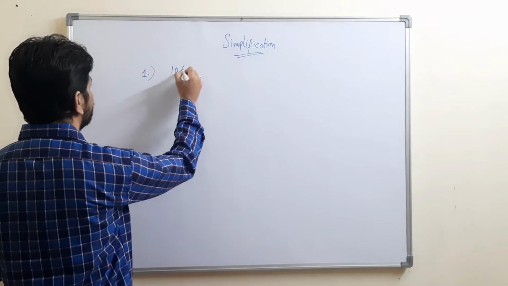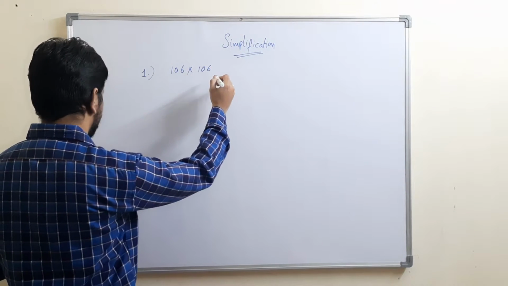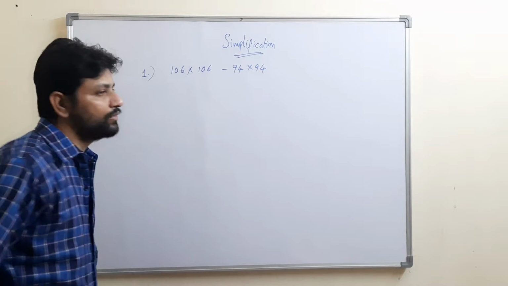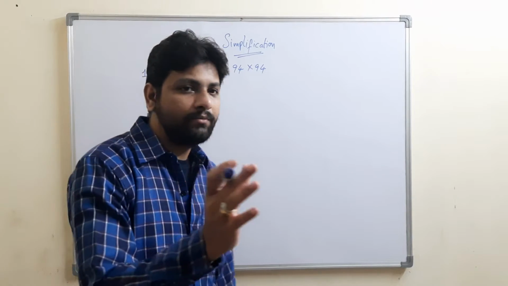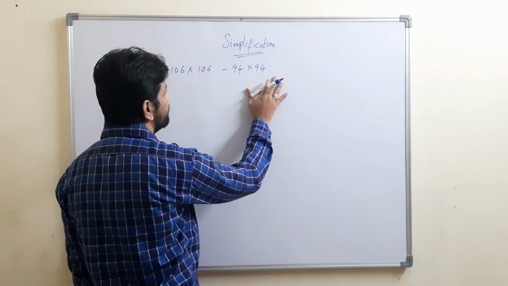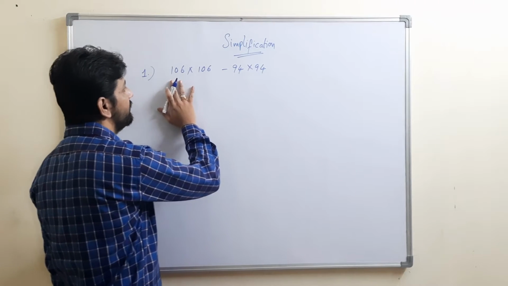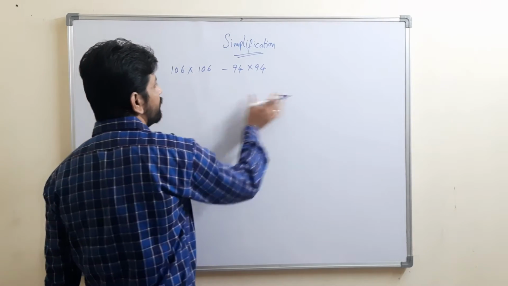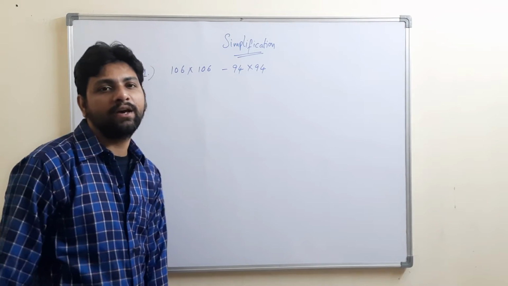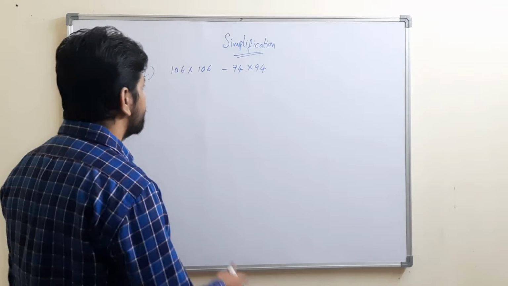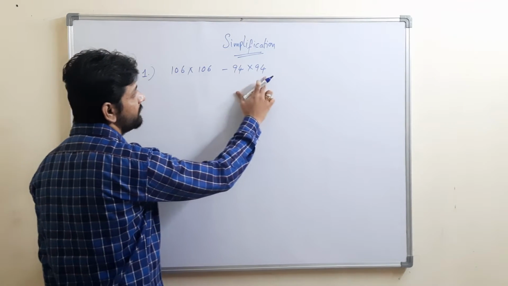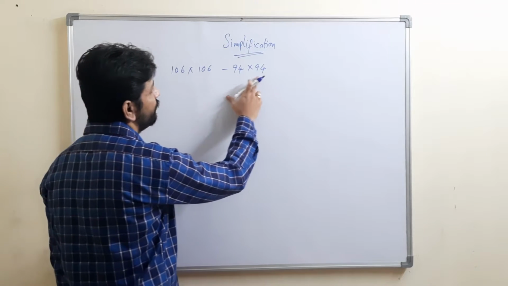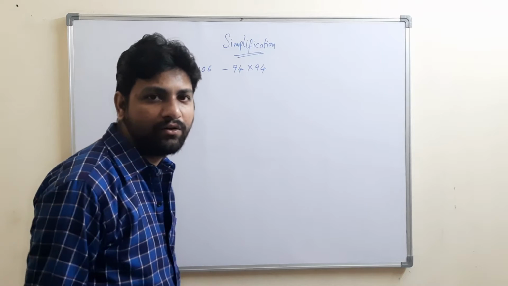Here 106 into 106 minus 94 into 94. This is a problem that will sometimes be asked in the examination. Generally it is going to take some time to solve, because whenever we are solving everything, it takes time. For that purpose, if you observe this particular number, 106 into 106 and 94 into 94.